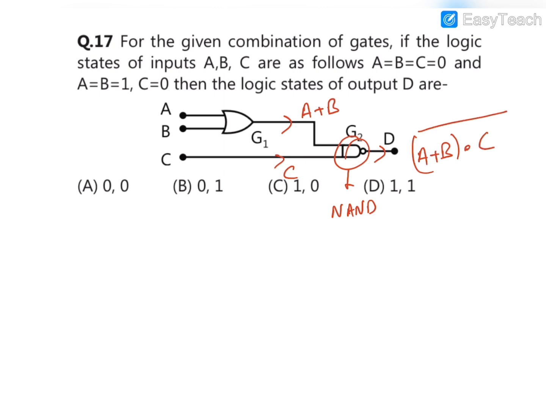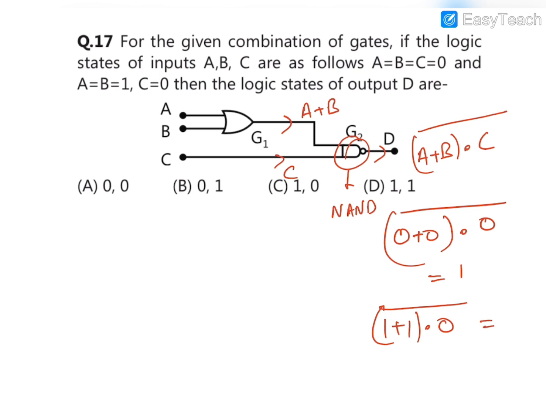So you can see that if A is 0, B is 0 and C is 0, then (0 plus 0) dot 0, whole bar. So it is 0 and 0 bar is 1. So its output will be 1. And when A and B are 1, so (1 plus 1) dot 0, whole bar. Now 1 plus 1 will be 1, 1 dot 0 will be 0, and 0 bar will be 1. So the correct answer is D.